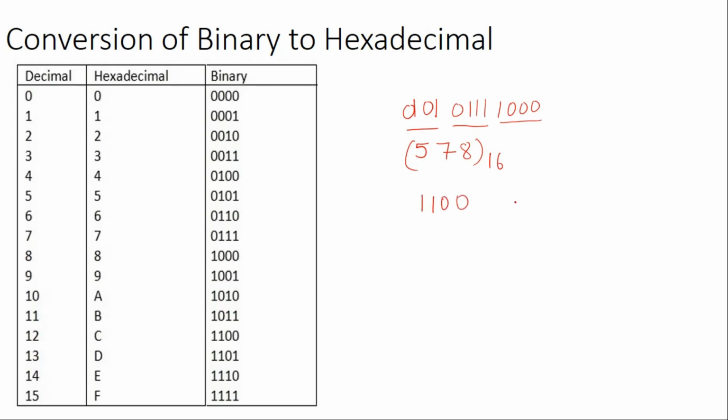In the same way, if we have 1100 1111 1010 in binary, then in hexadecimal we can write: for 1100 we will search, 1100 is for C, 1111 is for F, and 1010 is for A, base 16.